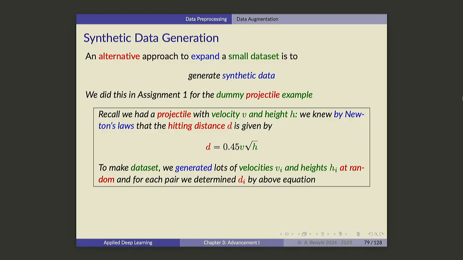This is synthetic data generation. This is different from augmentation, right? Because you did not use any sample inside your data set. You eventually had no data set, right? You made the data set, right?